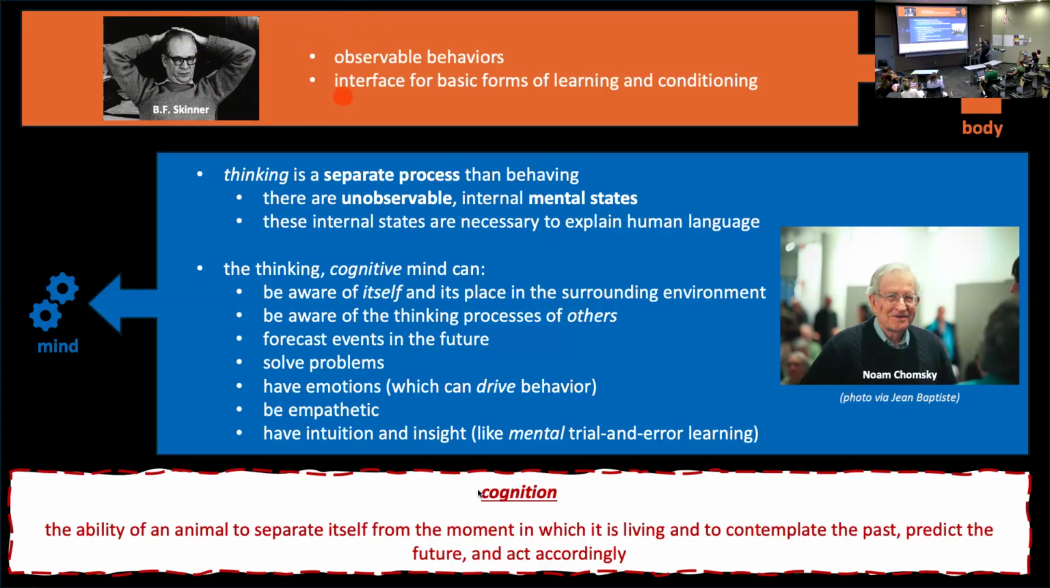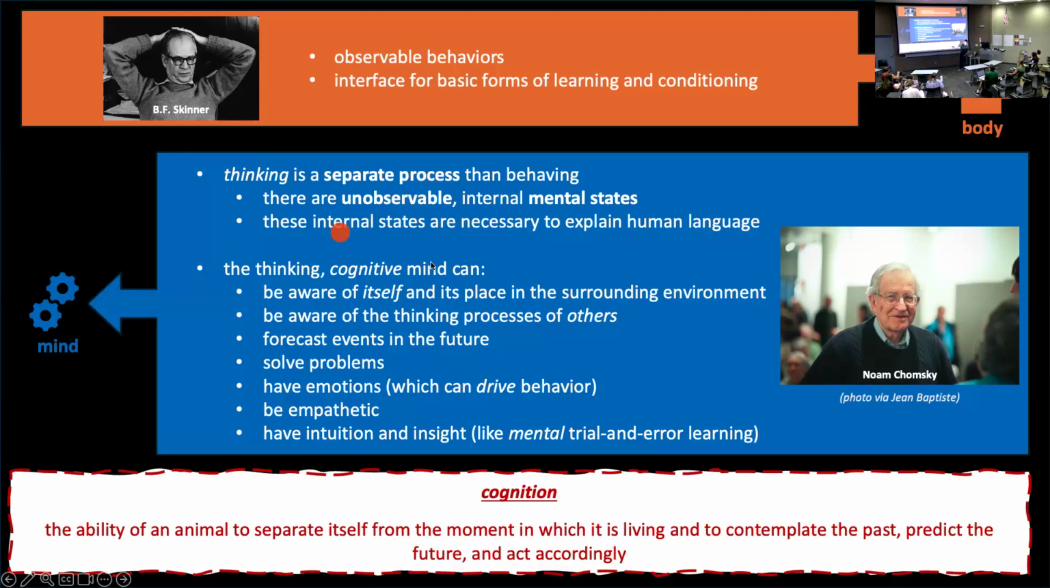So when we talk about cognition, a short definition of cognition is the ability of an animal to separate itself from the moment. So that's what I mean by mental states. It can kind of escape into its head, and its head can change while the world stays the same. In which case it is able to contemplate the past, predict the future, and act accordingly. To the cognitive sciences, thinking is almost separate from behavior. Behavior is the thing you observe, and thinking is a parallel process that influences behavior. And so this is an unobservable process.